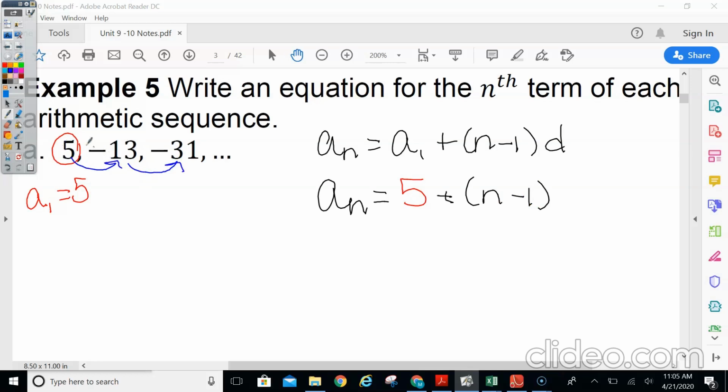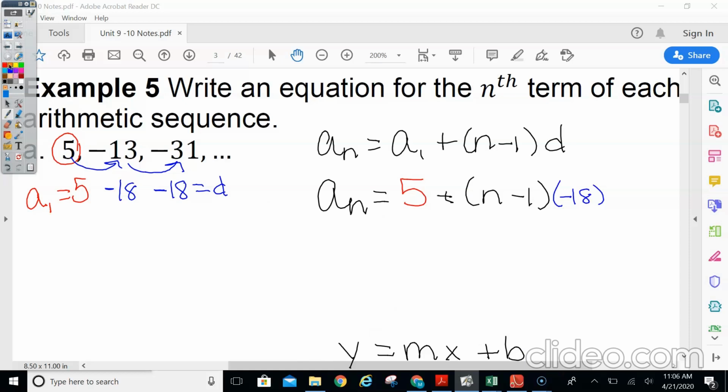Negative 13 minus 5 is negative 18. So here, to get from here to here, we have to subtract 18 again. So negative 18 is my common difference. And again, technically this is your formula, but we want to simplify it so that it looks like y equals mx plus b. Now, it's not a linear equation, but it's kind of like that slope-intercept form.